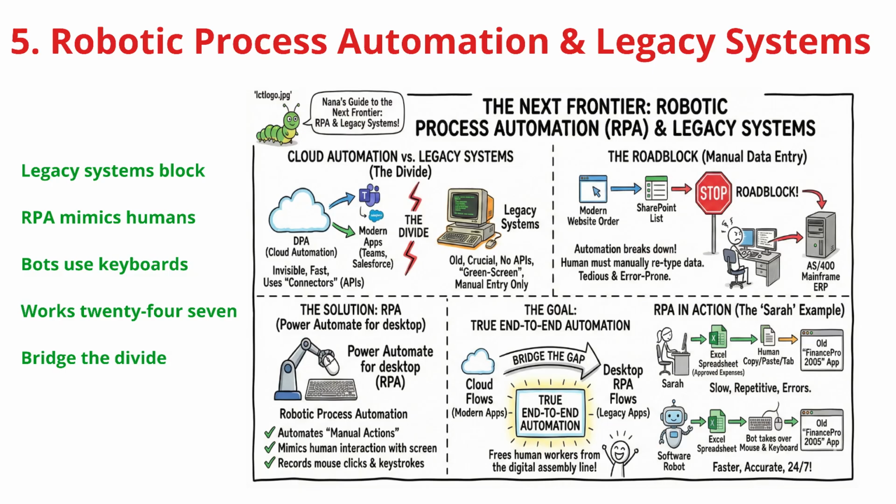The solution is robotic process automation, or RPA, using Power Automate for desktop. Unlike cloud flows, RPA automates manual actions by mimicking human interaction, recording mouse clicks and keystrokes. Instead of Sarah slowly copy-pasting data from Excel into an old finance app, a software robot takes over, doing it faster and accurately. The goal is to bridge modern cloud flows with desktop RPA flows. This achieves true end-to-end automation, finally freeing human workers from the digital assembly line.